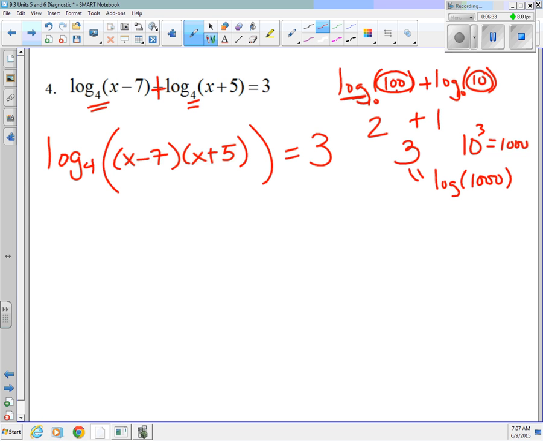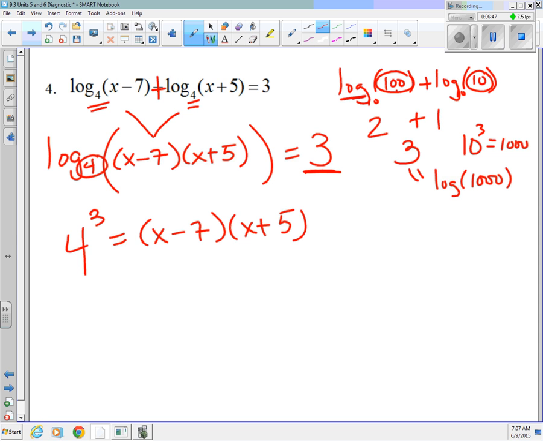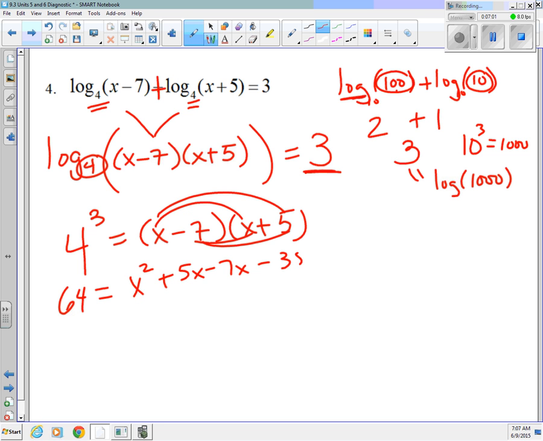Once you consolidate this into 1 log, you then can rewrite this as we did in question 1. So I have 4, my base, to the power of 3 equals x minus 7 times x plus 5. And we get another quadratic to solve. So 4 to the third is 64. Distribute this out. We can't set each of these factors equal to 4 to the third because 4 to the third is not 0. So we just do this out. So I have x squared plus 5x minus 7x minus 35. So I get 64 equals x squared minus 2x minus 35.